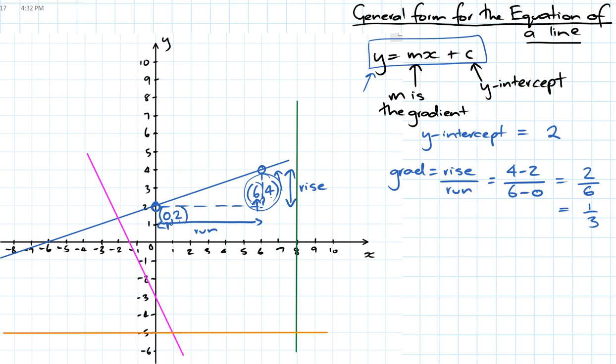So now, if I just rewrite the general form of the equation for a line, and then substitute in my gradient. My gradient is 1 over 3, so m is 1/3. Write x, and then the y-intercept is 2, so plus 2. So that is the equation for that blue line: y equals 1 over 3 x plus 2.